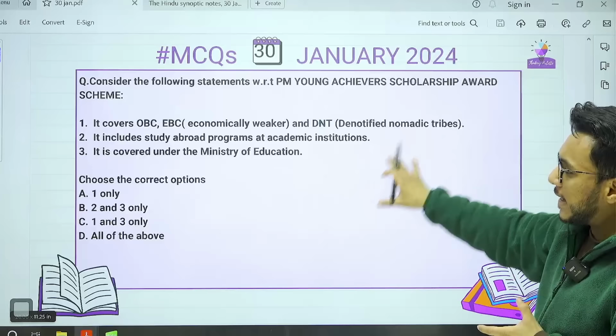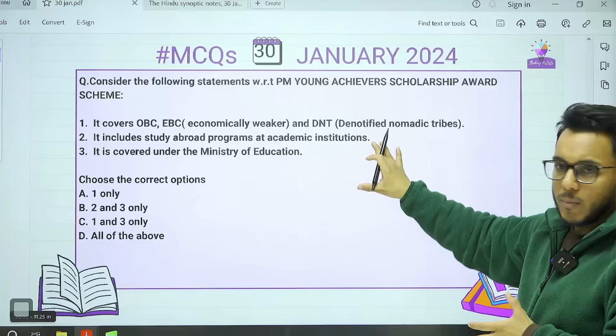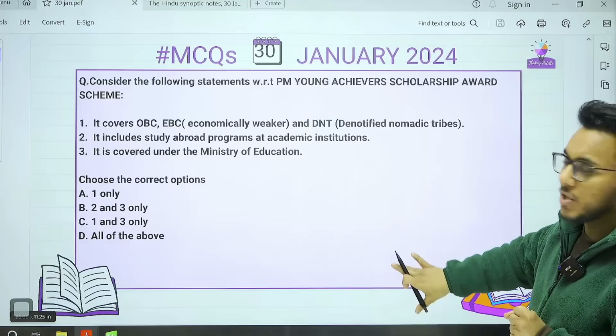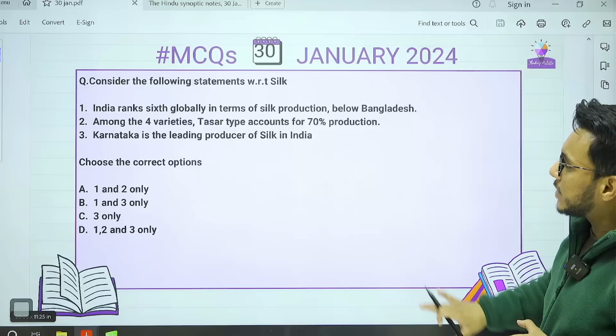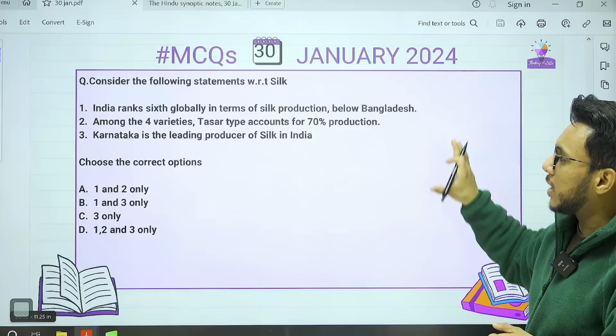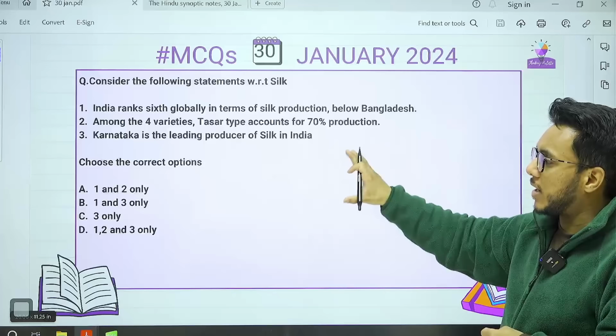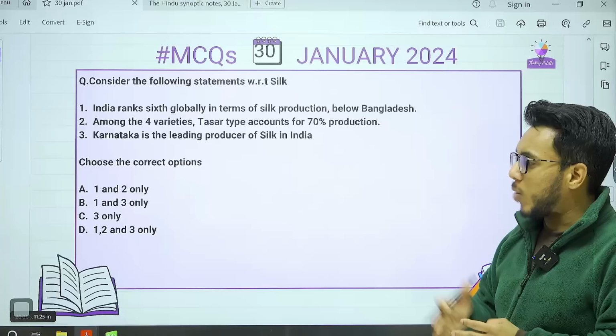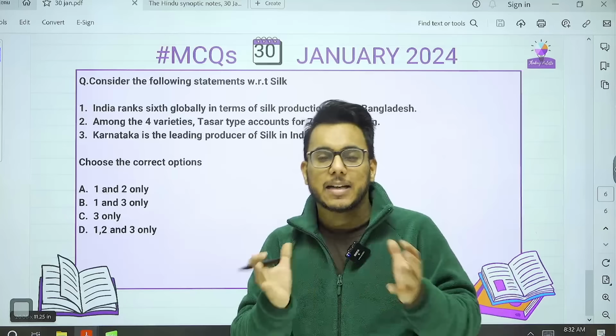It includes a study abroad program at an academic institution. It is covered under the Ministry of Education. Please choose the right option and leave your answer in the comment box. Then next, consider the following statements with respect to silk. We have seen that Tussar silk was in the news. India ranks 6th globally in terms of silk production, below Bangladesh. Among the four varieties, Tussar accounts for 70% of production. Karnataka is the leading producer of silk in India. Identify the right option and leave your answer in the comment box, and let's see how many of the questions you get correct. So that is about it.